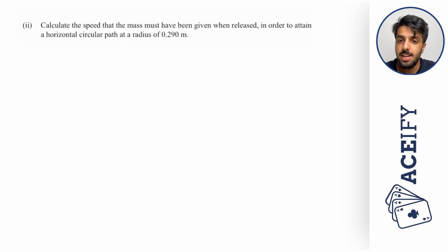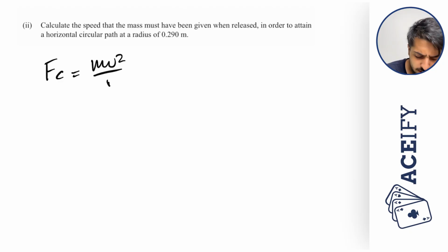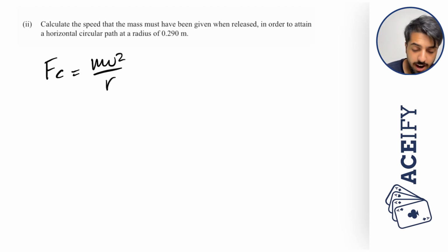Calculate the speed that the mass must have been given when released in order to attain a horizontal circular path of radius 0.29 meters. Okay, so right off the bat, we should know that our equation for our centripetal force is mv squared over r. And so we can see here that the equation for our Fc has v squared in it. So we want to rearrange our Fc equation so we can get our velocity.